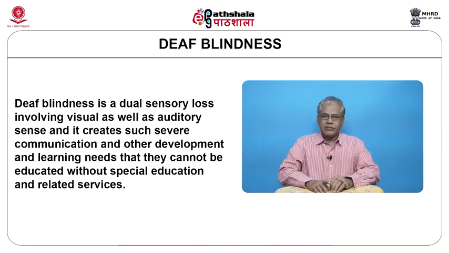Let me explain deaf blindness. Deaf blindness is a dual sensory loss involving visual as well as auditory sense, and it creates such severe communication and other developmental and learning needs that they cannot be educated without special education and related services.